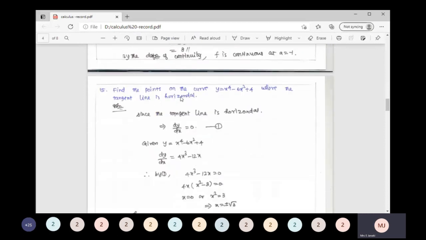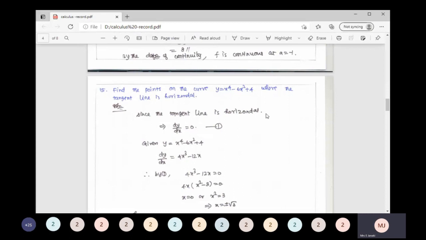Next, we have to find the points on the curve where the tangent line is horizontal. These are the given conditions. The curve is y equals x to the power of 4 minus 6x squared plus 4.